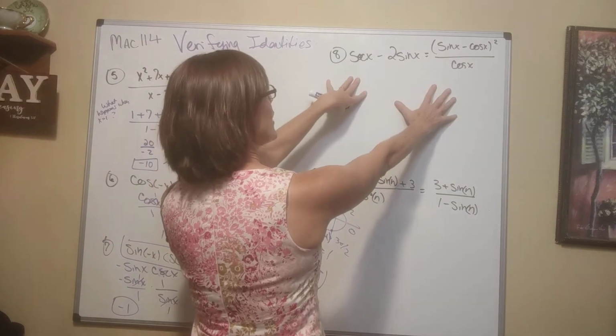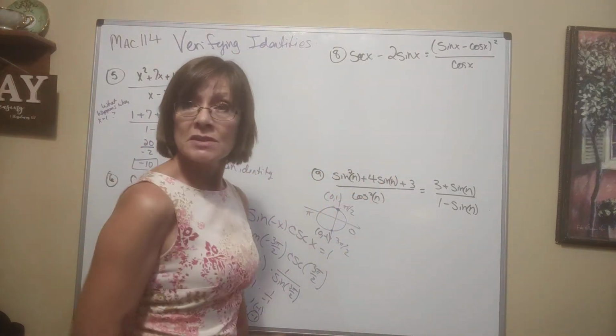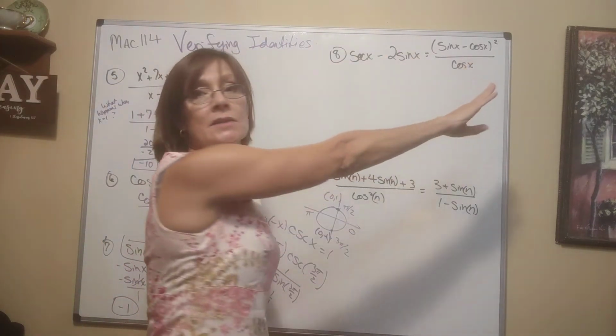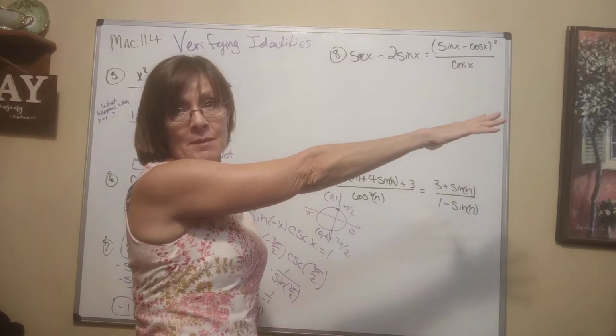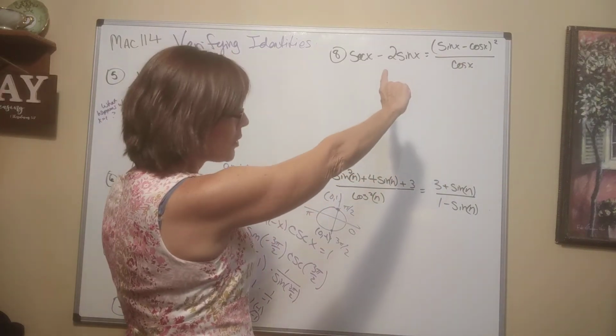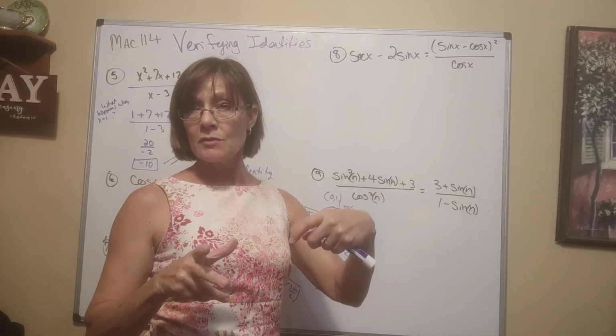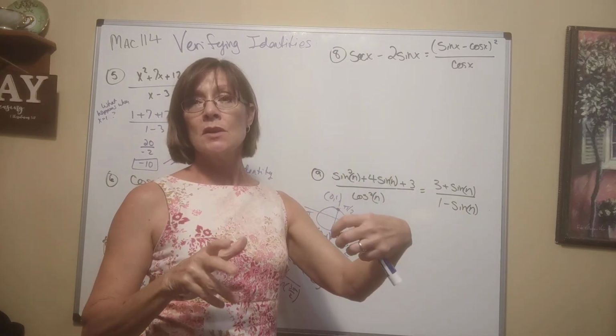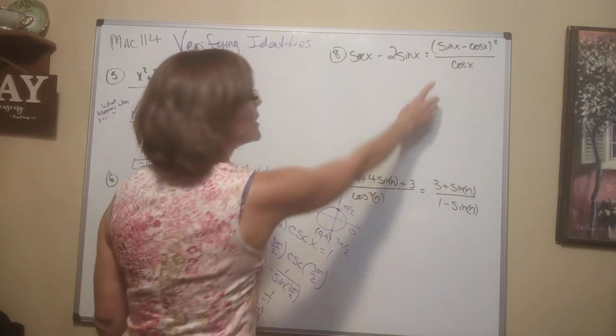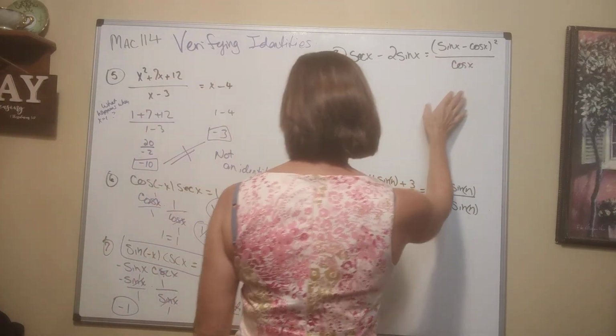This is what we're given for 8. When I look at this, you might choose a different route, but I'm going to choose the right-hand side because it looks more complicated to me. And I'm going to multiply sine x minus cosine x squared. I'm going to multiply sine x minus cosine x times sine x minus cosine x and see what happens. So that's my feeling on this one. I'm going to try there.